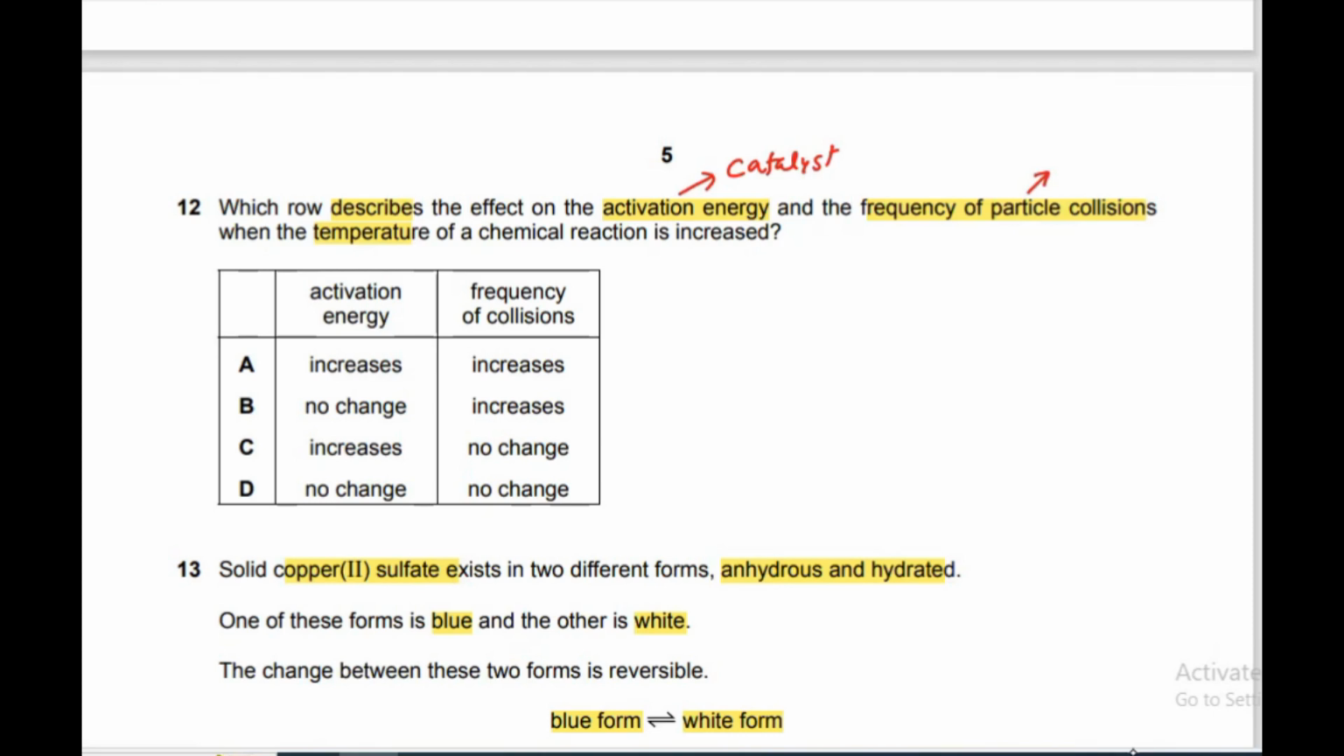So we can say that activation energy is not affected by the increase in temperature. So increases, you can eliminate this answer. Increases, A and C, they must be eliminated. Then no change, okay, no change.